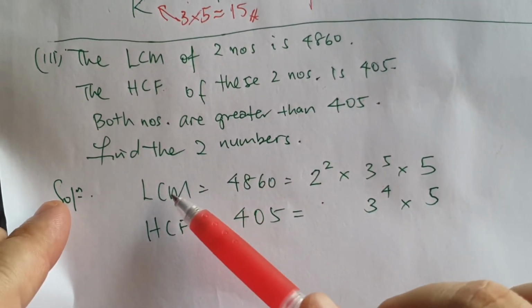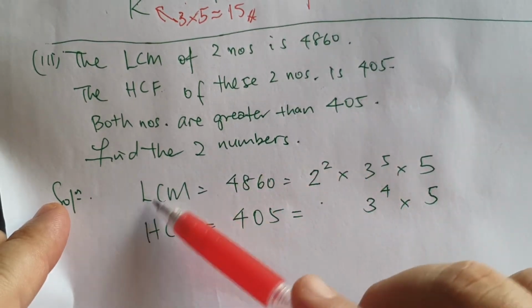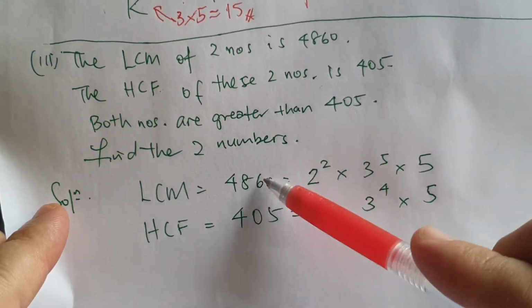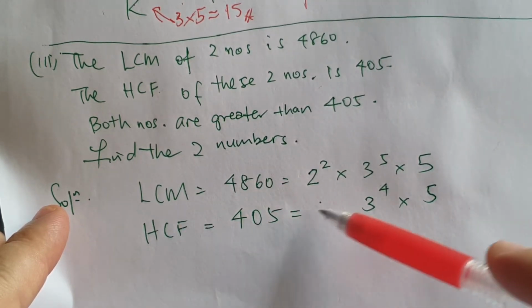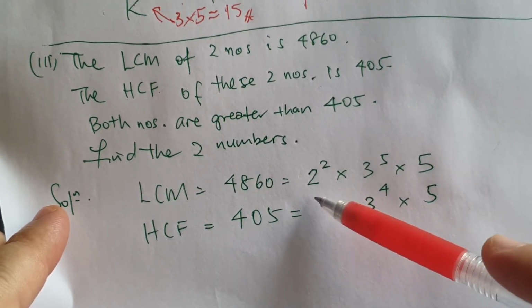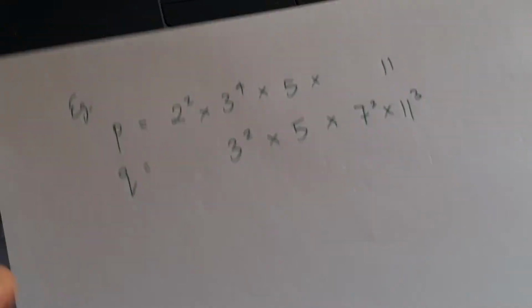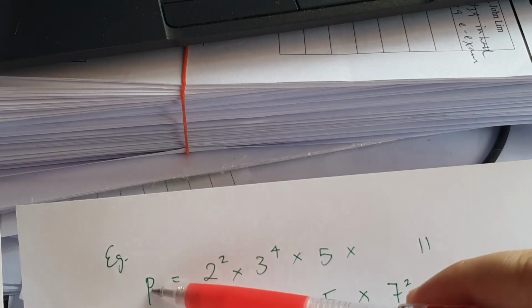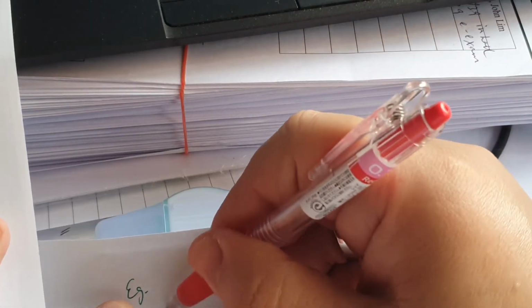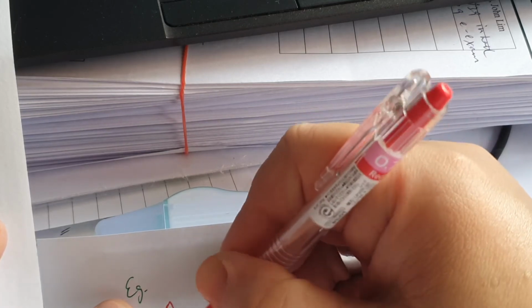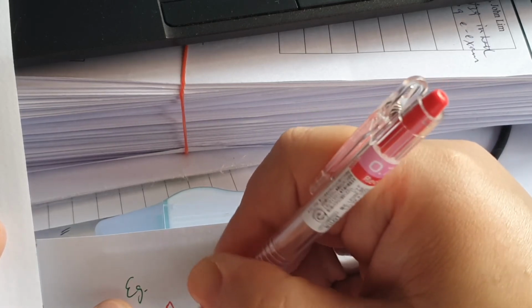So I have written here the prime factors of the HCF and the LCM respectively. Now, I'm going to give you one example in order to help you understand this better. Let's say you're given the numbers A and B. This is a totally brand new example, nothing to do with the question that I just went through.